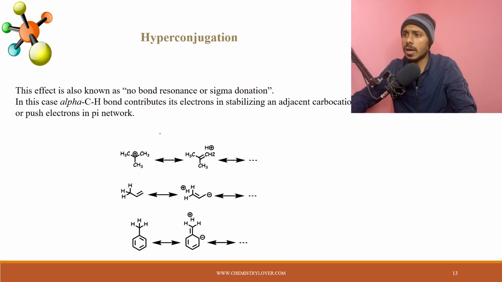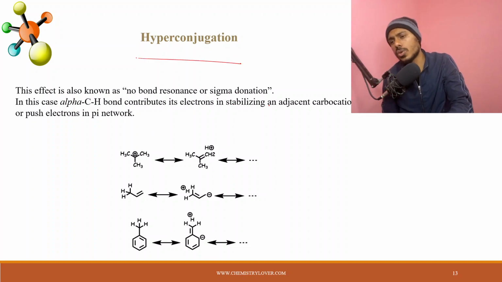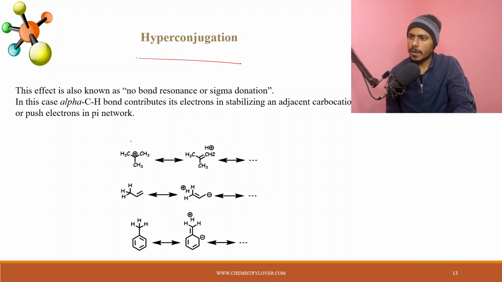Now the third electronic effect is hyperconjugation, and it is sometimes also called no bond resonance or sigma donation. In this case, when you have a carbocation and you have some alpha CH3 or other alkyl groups, then this C-H bond can donate its sigma electron into the unfilled p orbital of the carbocationic center. So this is how the resonance will go. There are 9 hyperconjugable hydrogen atoms over here.